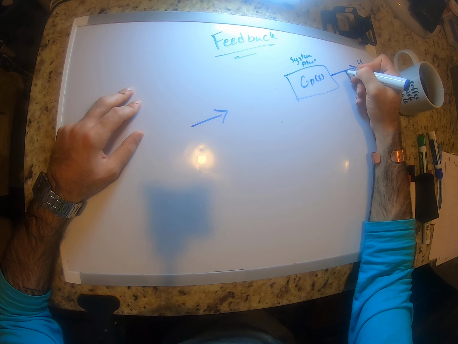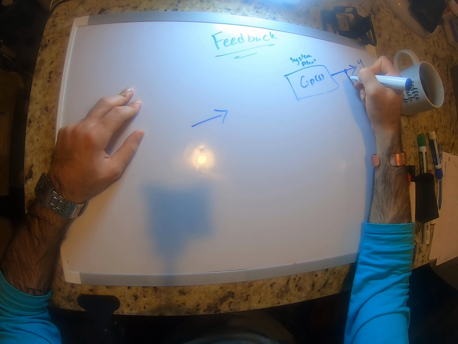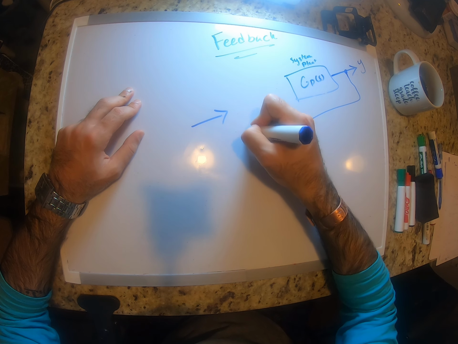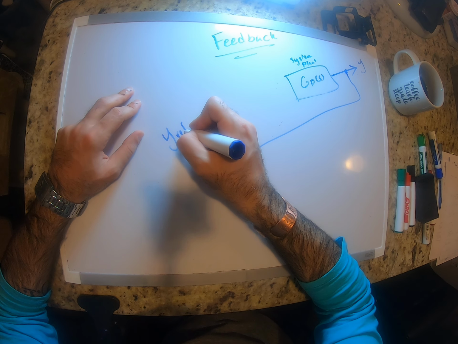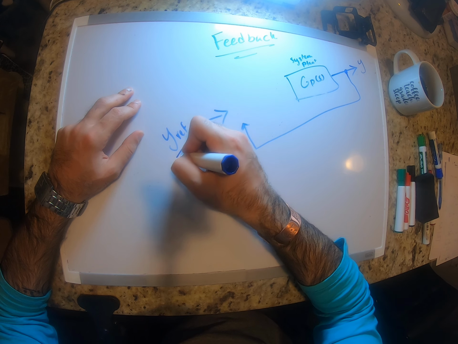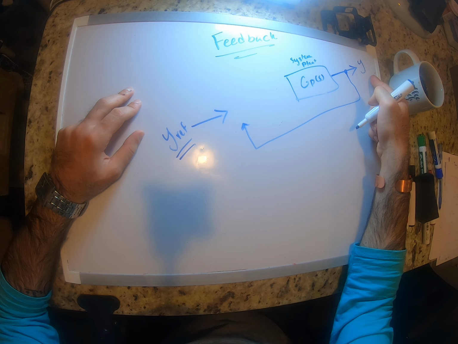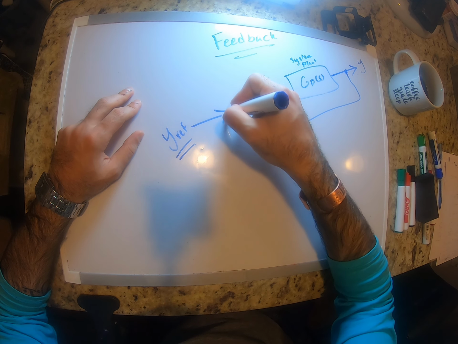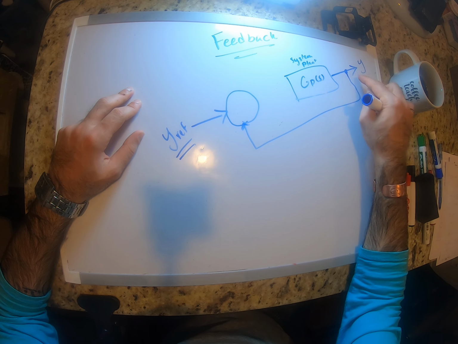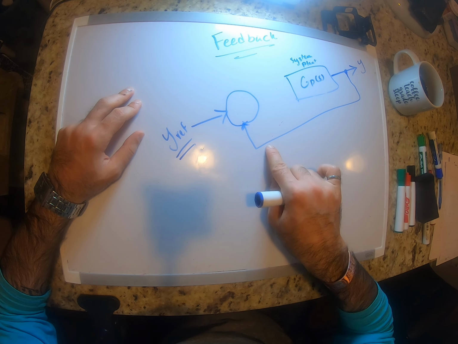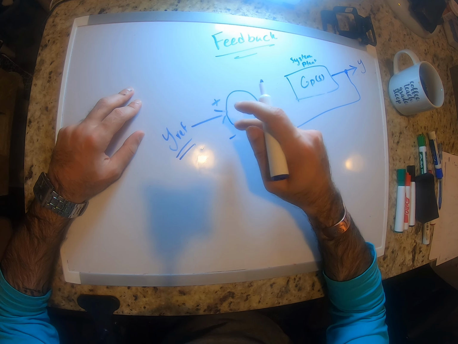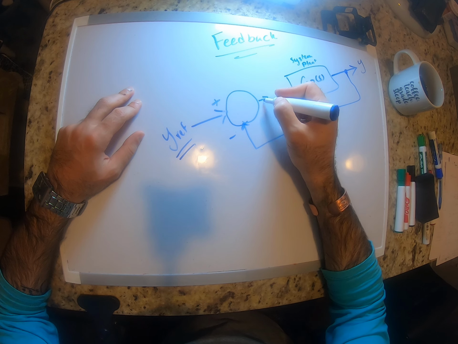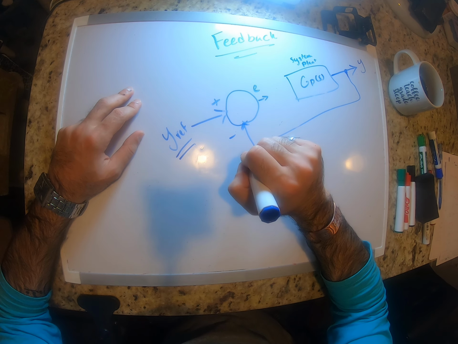So what we do in many cases is we apply as our input the desired output. We monitor and measure the output, and we subtract these two. This is going to give us an error, right?